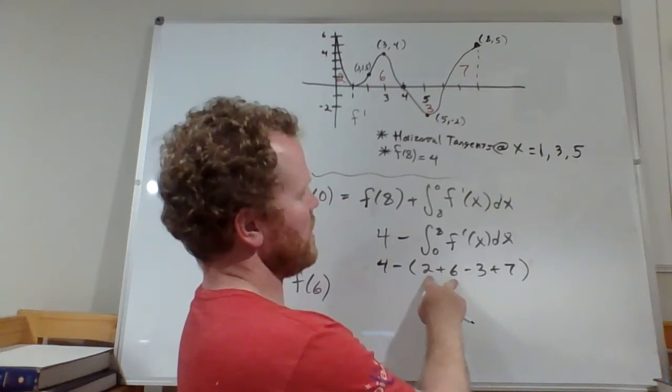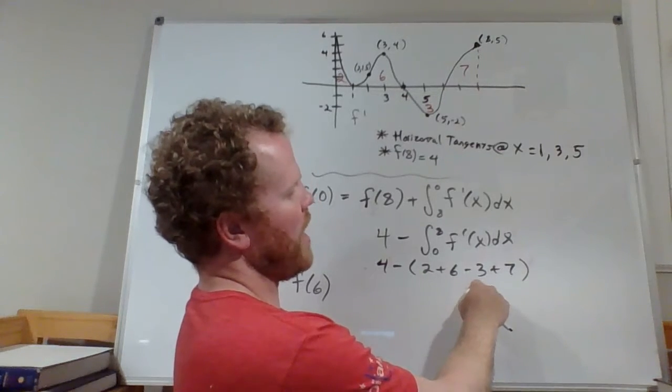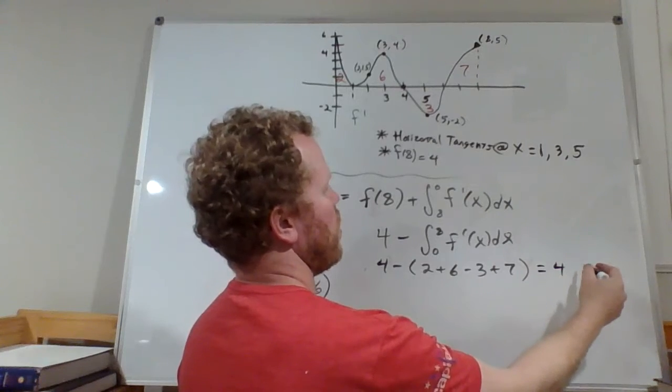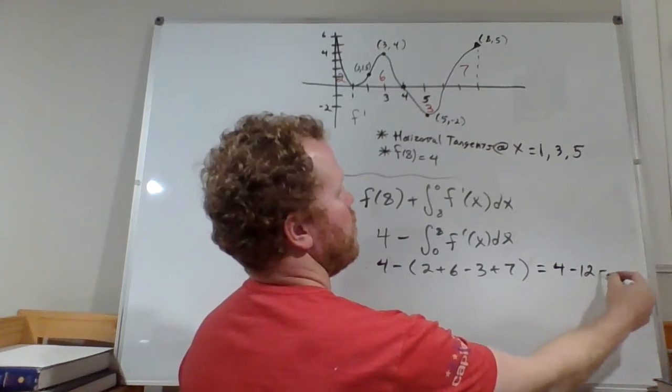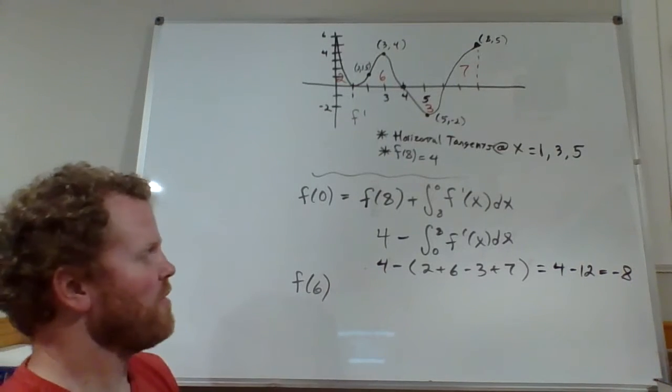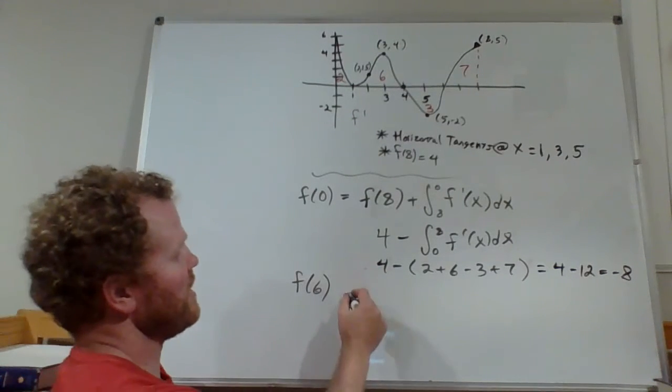So 2 plus 6 is 8. 8 minus 3 is 5. 5 plus 7 is 12. This should turn into 4 minus 12, which is negative 8. If that's smaller than f of 6, then we've got a winner. And we want to do f of 6 basically the exact same way.